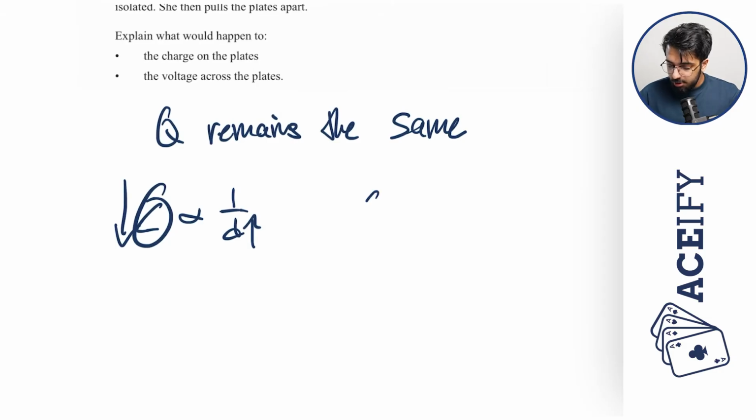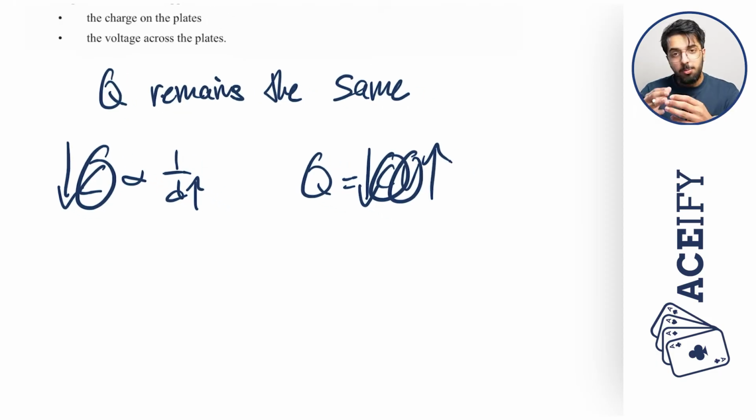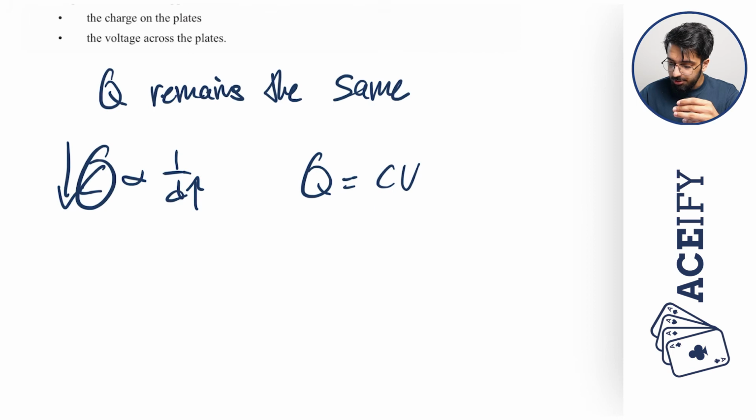And so as Q is equal to CV, if the charge remains the same on the capacitor plates but our capacitance has decreased, therefore our voltage must increase. If we think about what this means for a second, if our voltage has increased, that means each coulomb of charge carries more energy. So if we have the same amount of charge, that means we just added energy into the system.